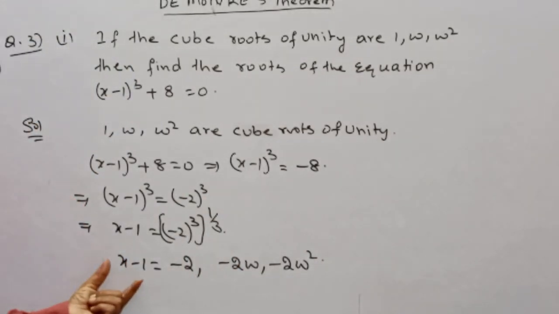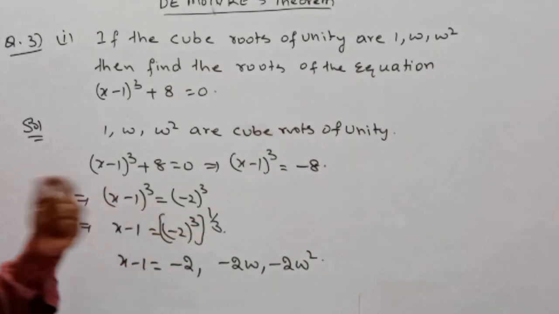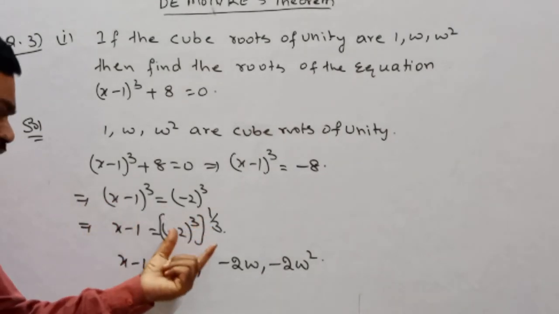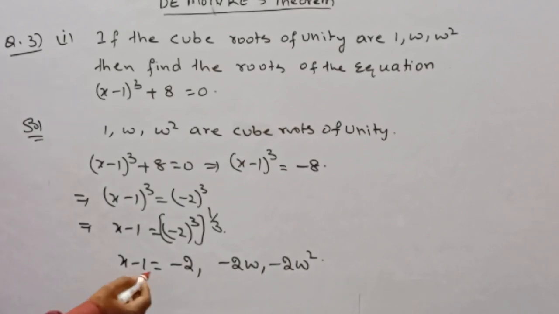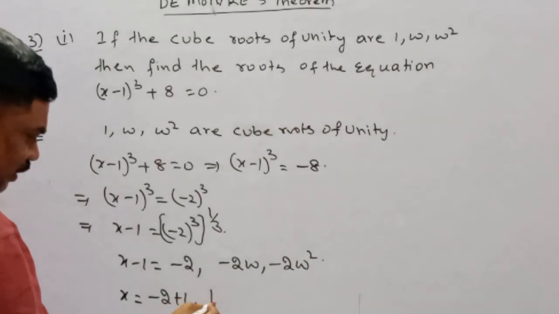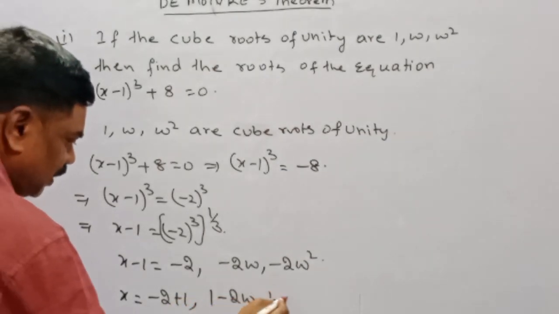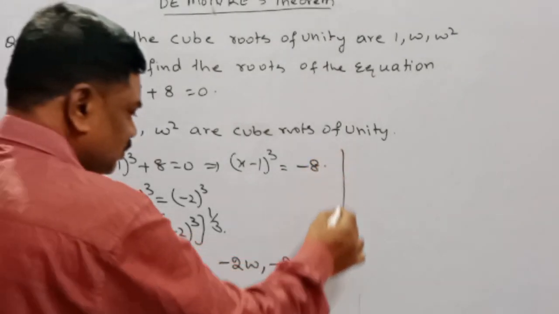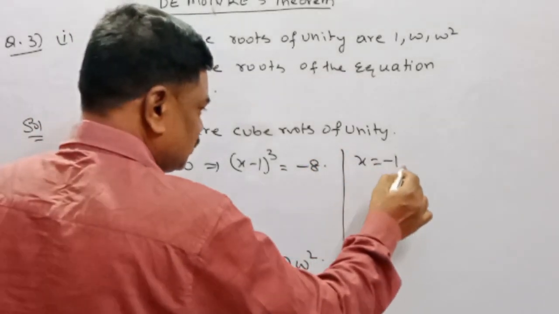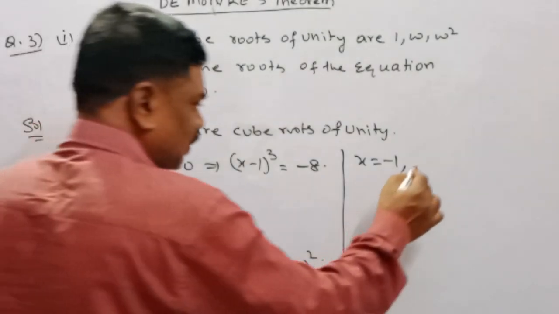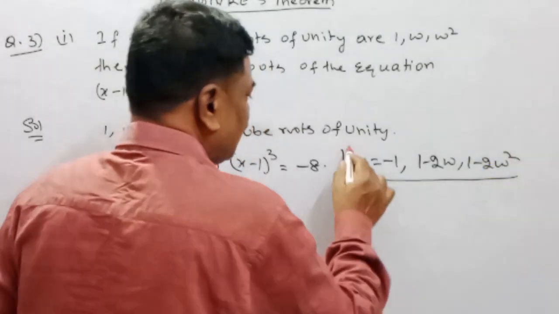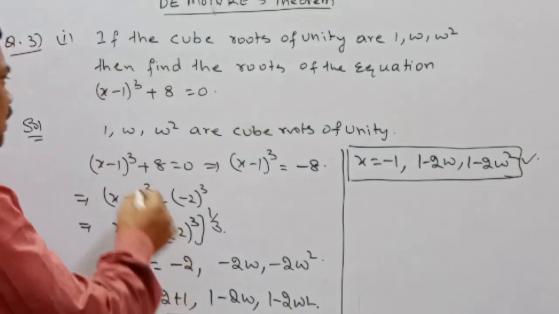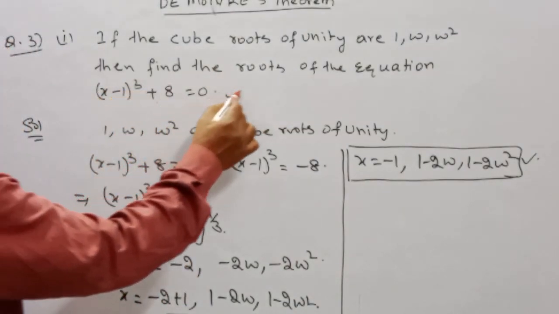Why? Because x minus 1 is the cube root of minus 8. Then minus 2, minus 2 omega, minus 2 omega square we can write. So what is x? x is equal to minus 2 plus 1, and 1 minus 2 omega, 1 minus 2 omega square. Therefore x is equal to minus 1, 1 minus 2 omega, 1 minus 2 omega square are the x values, roots of the equation (x minus 1) whole cube plus 8 equal to 0.